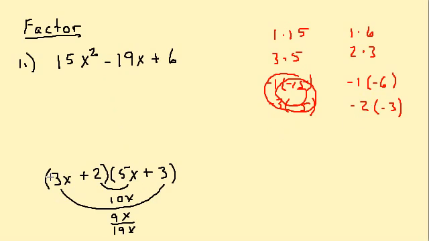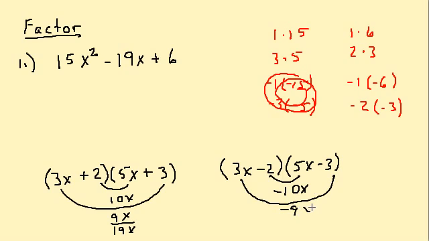So instead of using the plus 2 and plus 3, I can see that that's going to be 3x minus 2 times 5x minus 3. So I can check that. That's minus 10x, and this is minus 9x, and that's going to give me negative 19x, which is my middle term. So there's my final answer. I get 3x minus 2 times 5x minus 3.